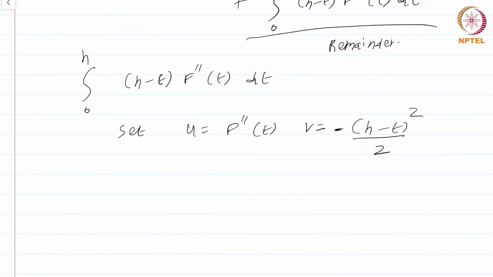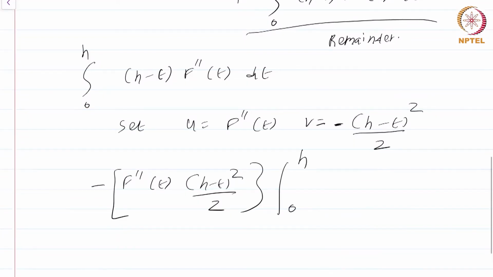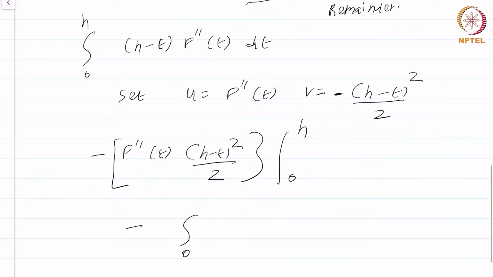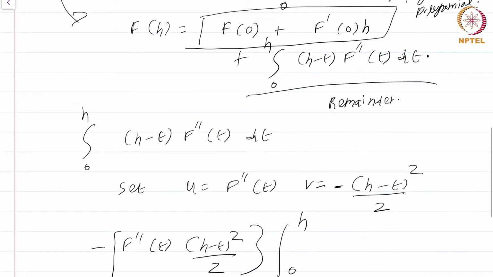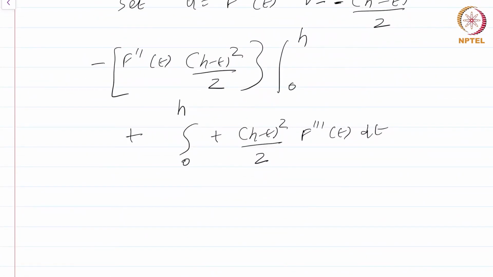What you will get is uv, that is f double prime of t times minus (h minus t) the whole squared by 2, and the limits are again 0 to h, minus the integral 0 to h of v du, which is minus (h minus t) the whole squared by 2 into f triple prime of t dt, and these two minus signs just go away on their own. No need to do any additional work. Okay. So what about the first term?